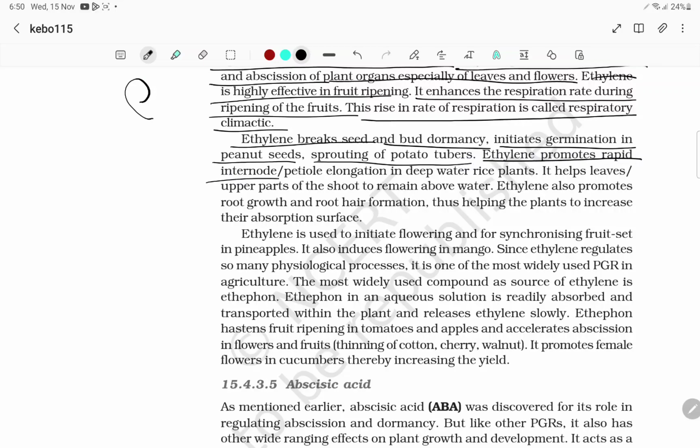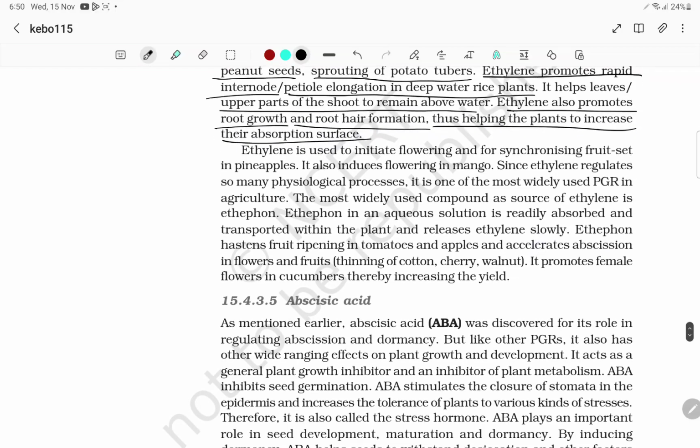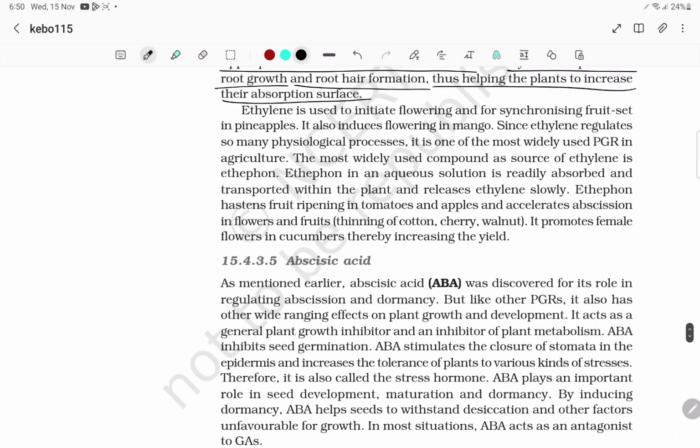Ethylene promotes rapid internode and petiole elongation in deep water rice plants. It helps leaves and upper parts of the shoot to remain above the water. Ethylene also promotes root growth and root hair formation, thus helping the plants to increase their absorption surface. Ethylene is used to initiate flowering and for synchronizing fruit set in pineapple. So, flowering will be done by auxin also, even ethylene also will be doing, and fruit setting for pineapples. It also induces flowering in mango.